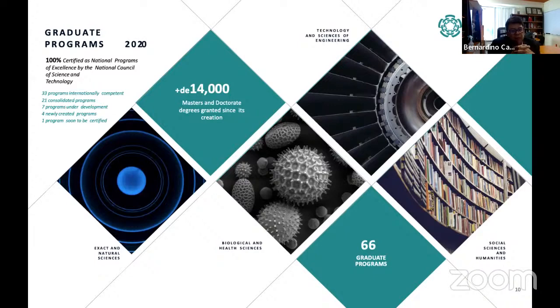Among all of these excellence programs, this national council recognizes a special category, which is called international profile, for some specific programs which have outstanding results, or outstanding projects, or outstanding performance. In particular, among the 66 programs in the excellence profile, we have 33 international competent programs, which is very, very important to us.